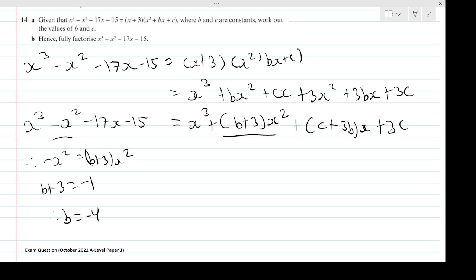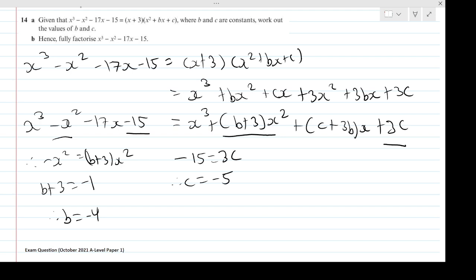Okay, so I found b. Then what about the next term, minus 17x? I could compare minus 17 to c plus 3b, but a good strategy is to look at the last number because it's a lot less complicated than this. The last number is minus 15, and minus 15 has to equal the last number, 3c, right? And that is a lot easier to solve because if we just divide by 3, c would be minus 5. Okay, so we found those missing values.